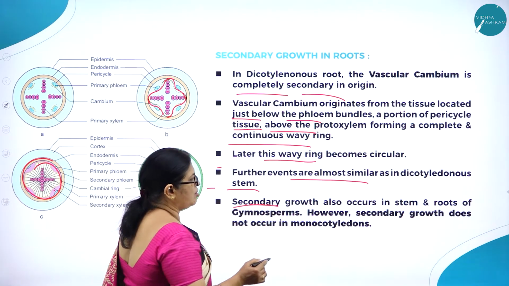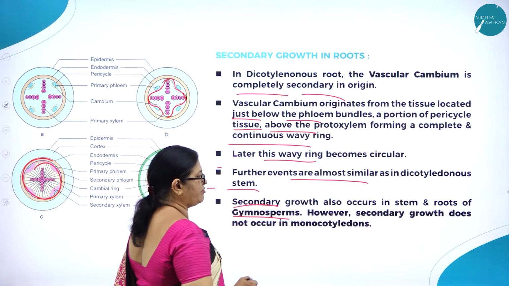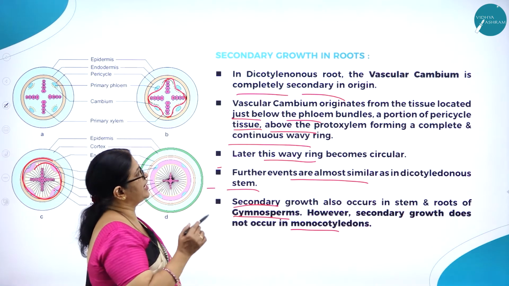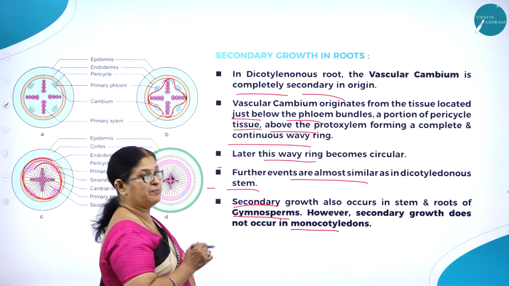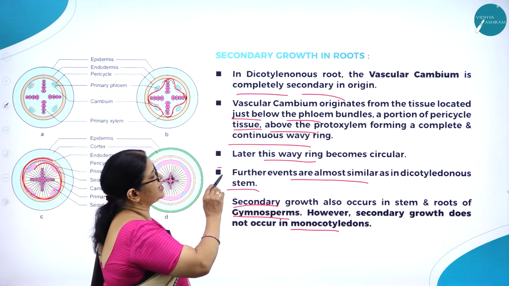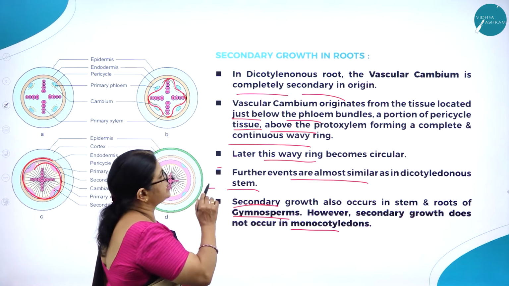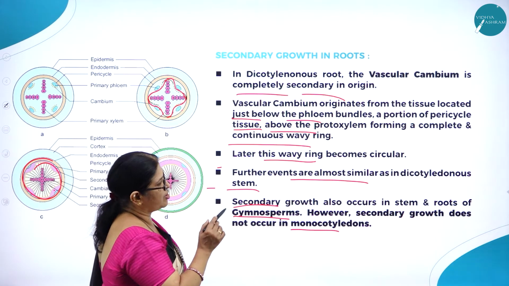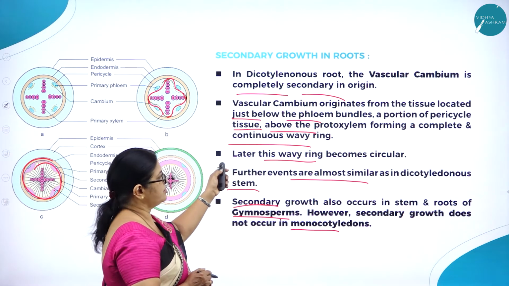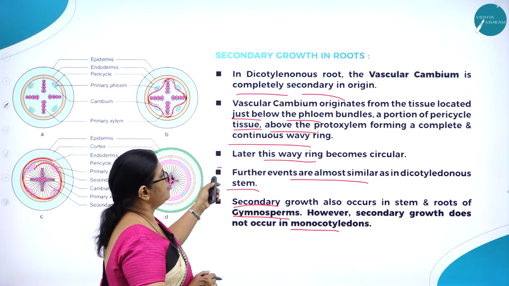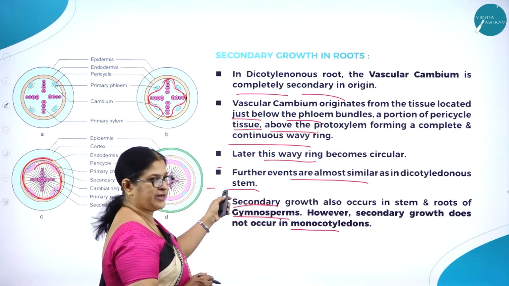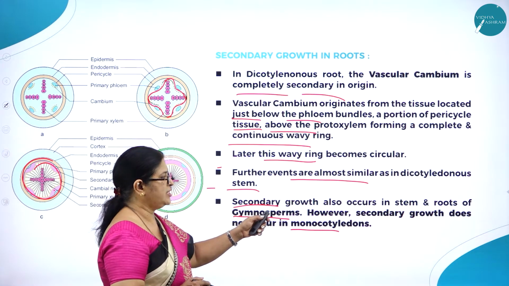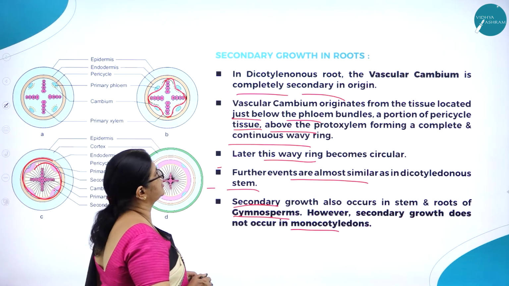Secondary growth also occurs in stems and roots of gymnosperms. However, secondary growth does not occur in monocots. So in secondary growth in dicotyledonous root, the vascular cambium is completely secondary in origin. It originates from the tissue located just below the phloem bundles, a portion of pericycle tissue above the protoxylem, forming a complete continuous wavy ring. Later this wavy ring becomes circular. Further events are almost similar as in dicotyledonous stem, and secondary growth also occurs in stems and roots of gymnosperms. However, secondary growth does not occur in monocots.